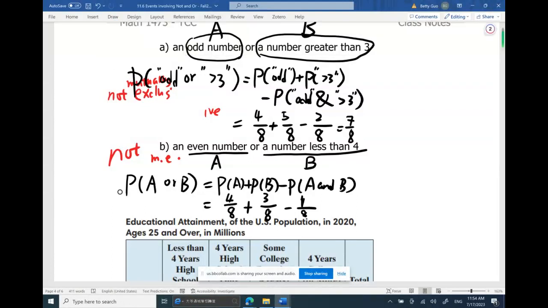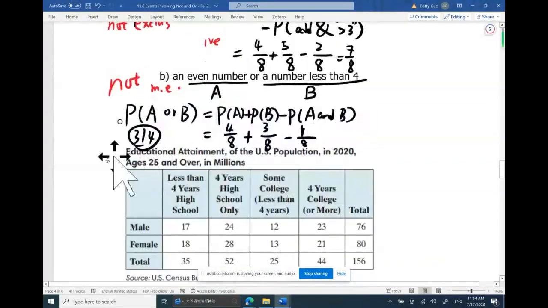So you can calculate that. Keep the denominator as 8. Numerator is 4 plus 3 is 7. 7 minus 1 is 6. 6 over 8 reduces to 3 over 4. That's the result. All right. So next question.